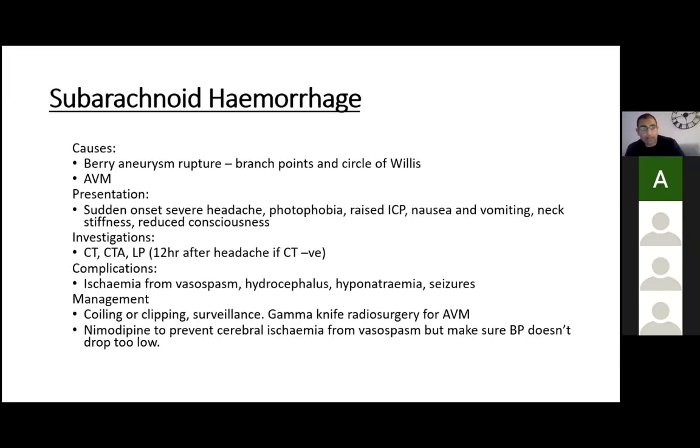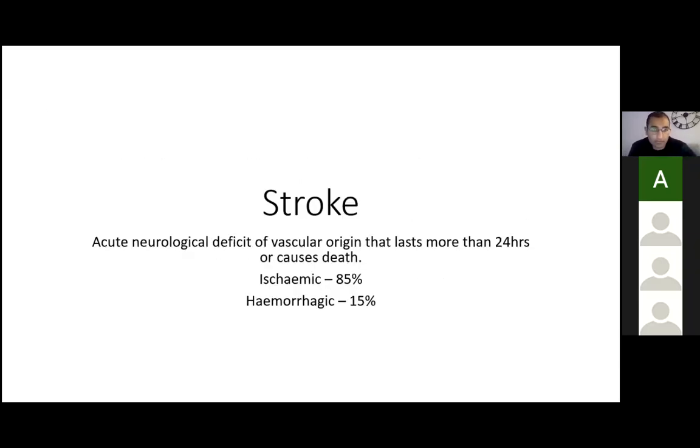So that's head injuries. So next, I'll cover strokes, ischemic strokes. So stroke, basically, the definition of stroke is any acute neurological deficit from a vascular origin that lasts more than 24 hours or causes death. 85% of the strokes are ischemic.